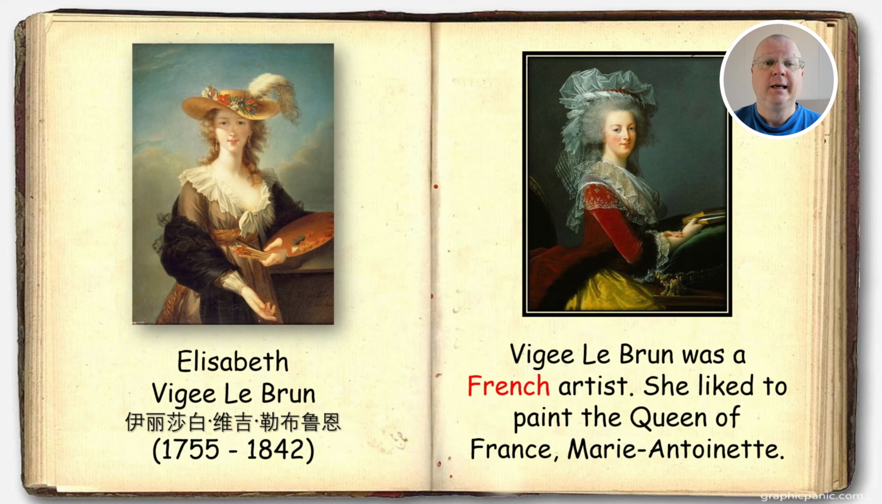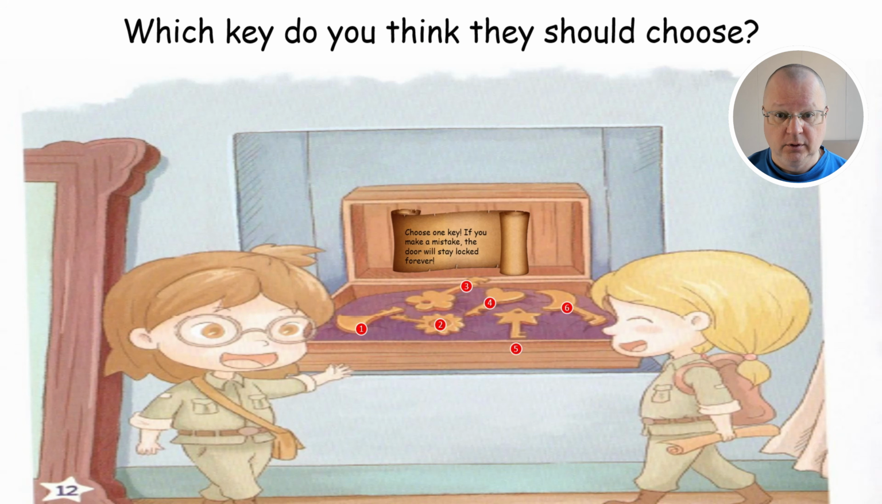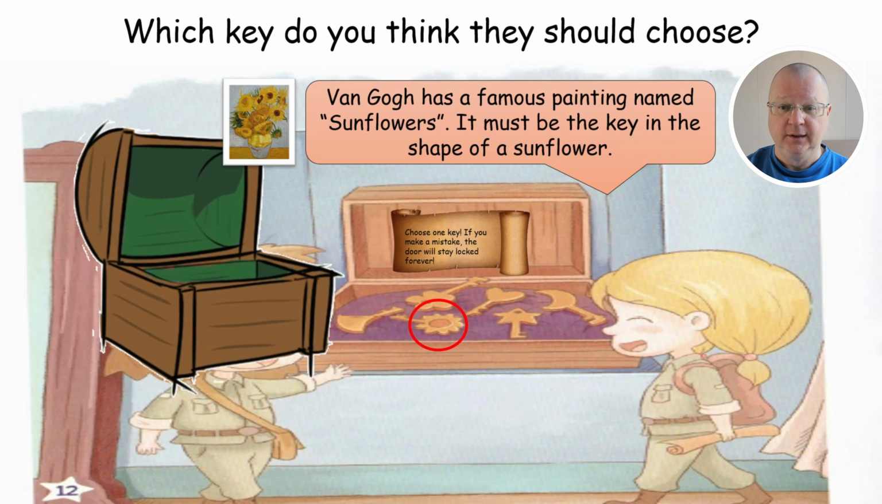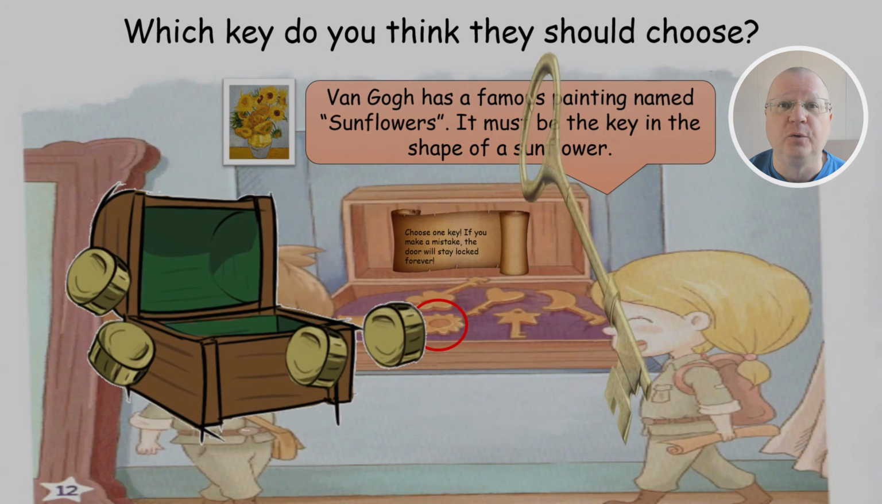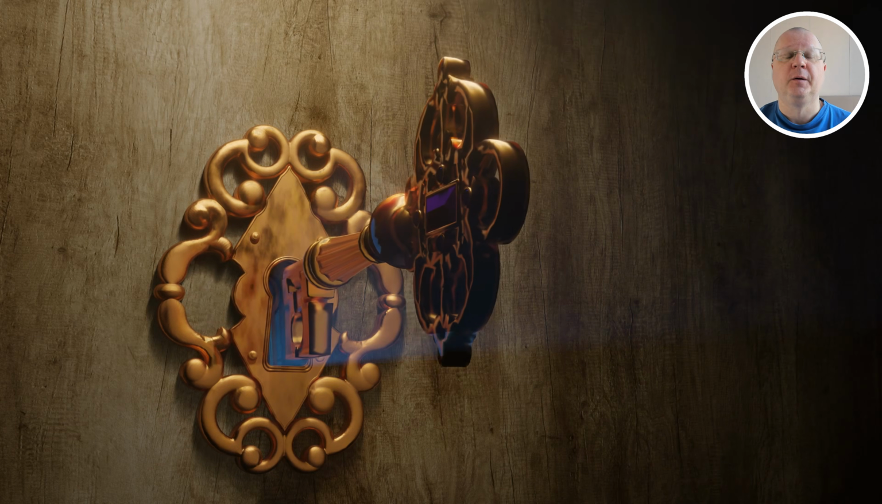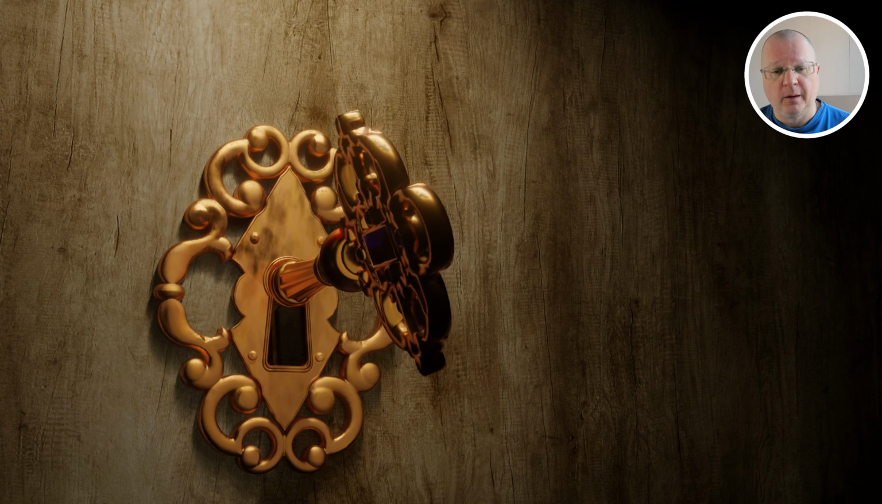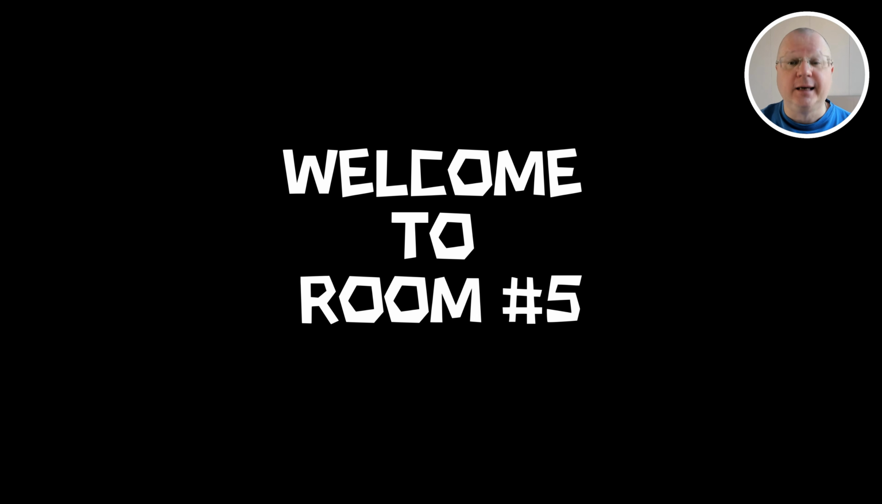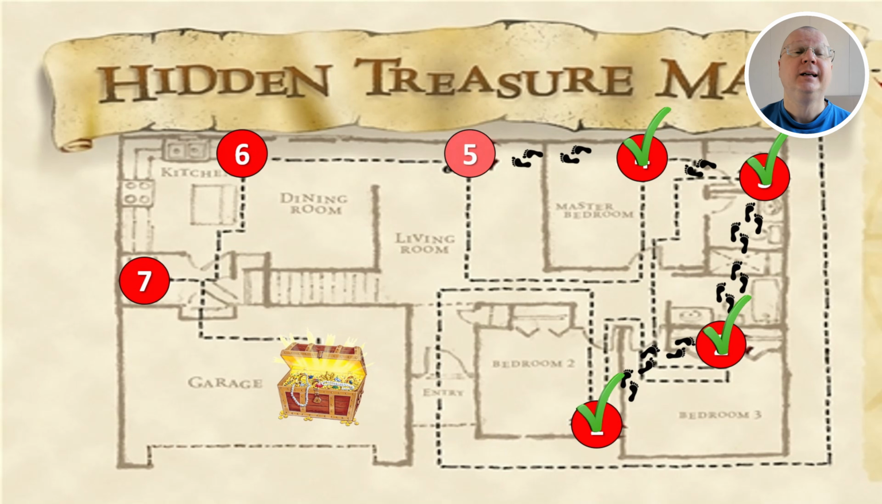So students carefully look at the paintings. Then I ask them, which key should we choose? Van Gogh painted sunflowers, so it must be the key shaped like a sunflower. Well done. Let's go to the next room. This activity combines storytelling, problem solving, and art history. Students are engaged because they want to escape and find the treasure.